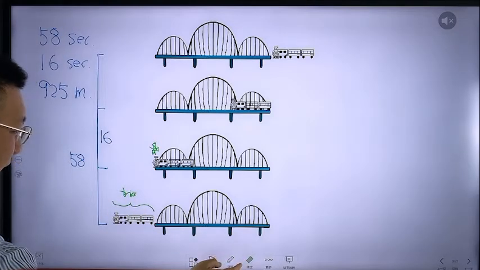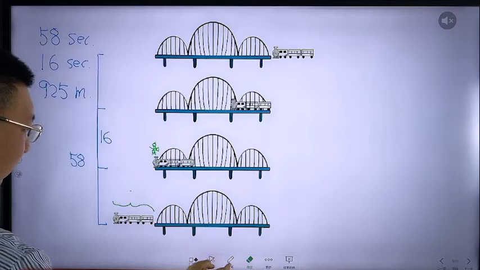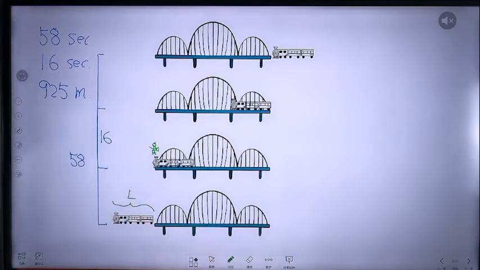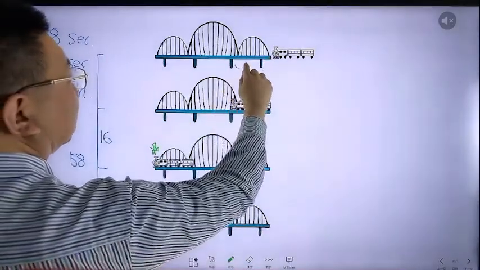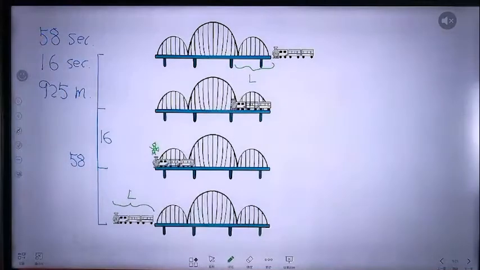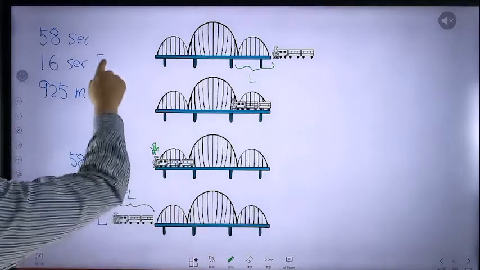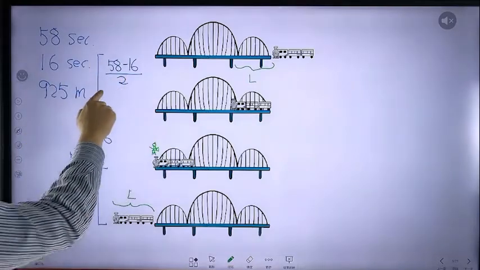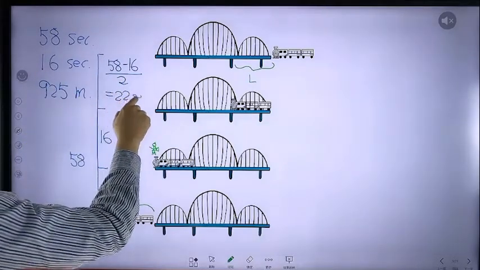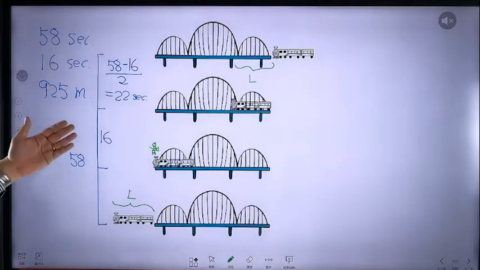So I better not write down the words, just use L. The train length L, right? That would be the total distance. Then how about here? It is the same, right? It is also this L. Given that the train speed is constant, these two time periods should take the same amount of time. So how to calculate that? That would be 58 minus 16, divided by 2. So we have 42 divided by 2, so that would be 21 seconds, right? So 21 seconds here, 16 seconds here, 21 seconds here.